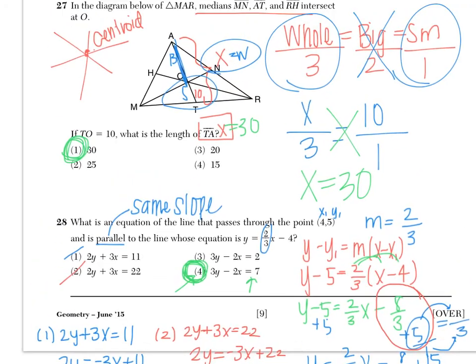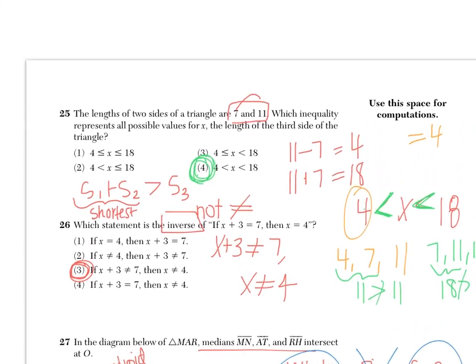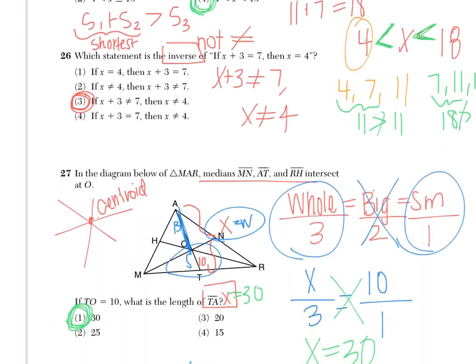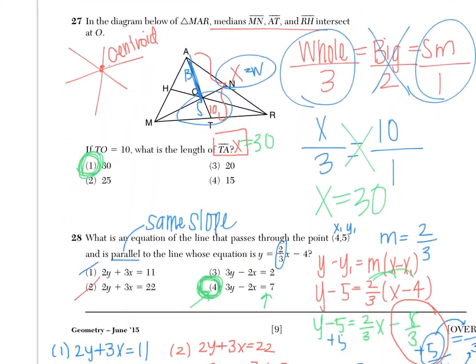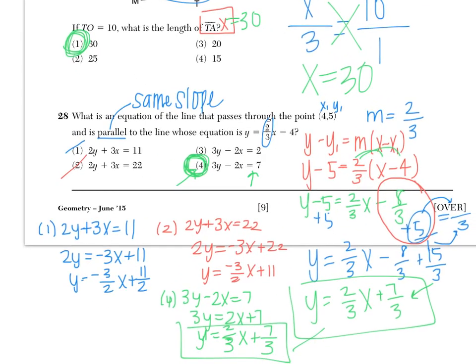So for solutions on this page, we have number 25 is choice 4, 26 is choice 3, 27 is choice 1, and 28 is choice 4.